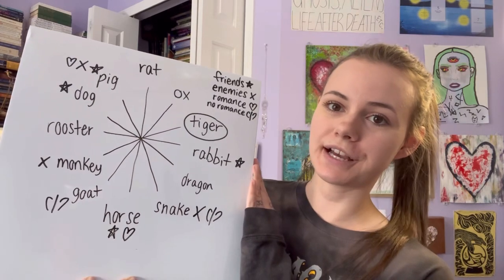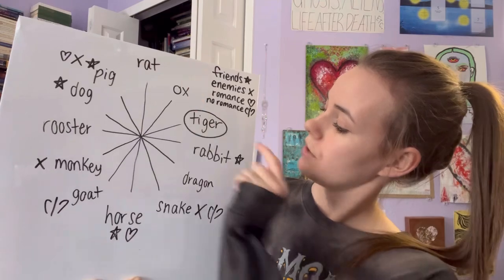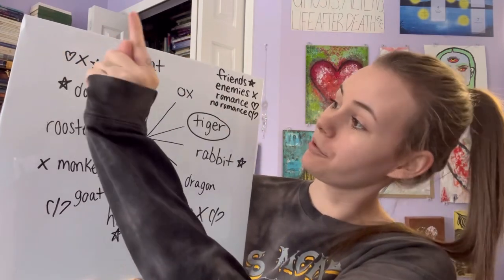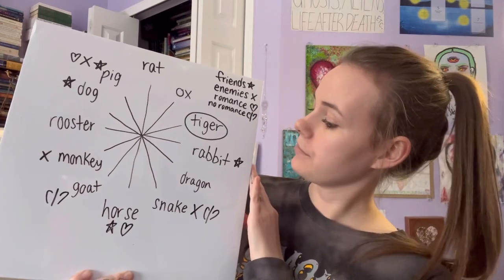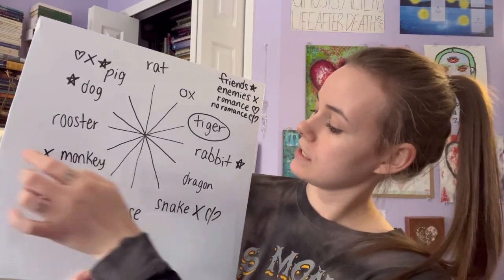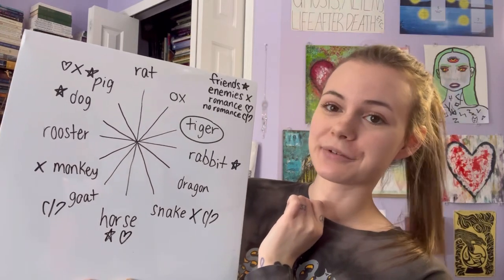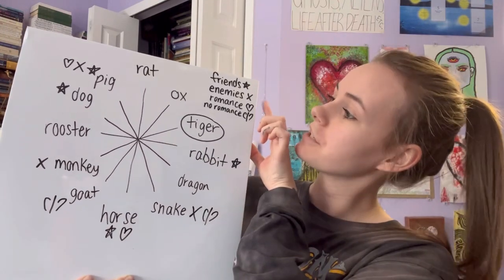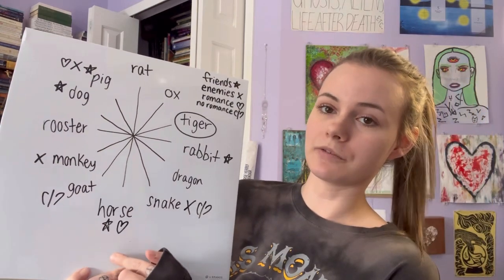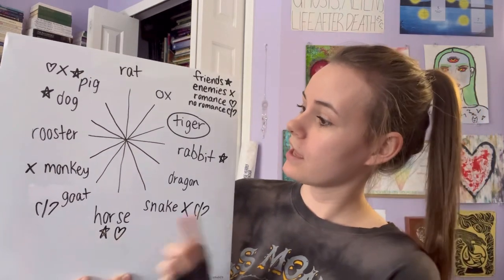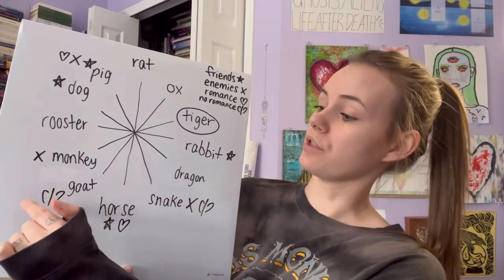Now for tiger. Tiger's best friends are horse, dog, rabbit, and pig. We'll come back to pig. I know you guys see we got many symbols there. Their enemies are monkey, snake, and pig. It's a love-hate relationship there. Possibility for romance with the pig. Also possibility for romance with the horse. Not so great relationships would be the snake or the goat.